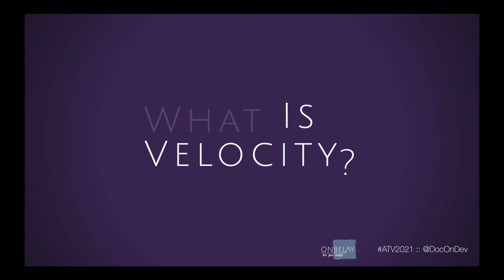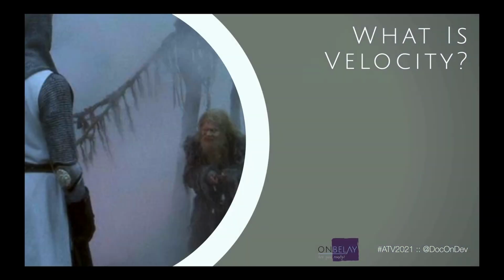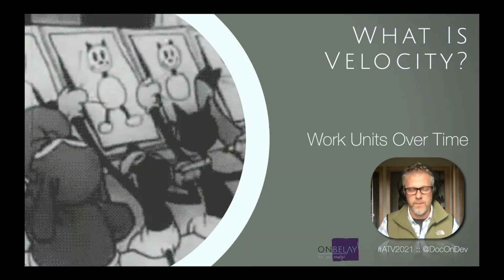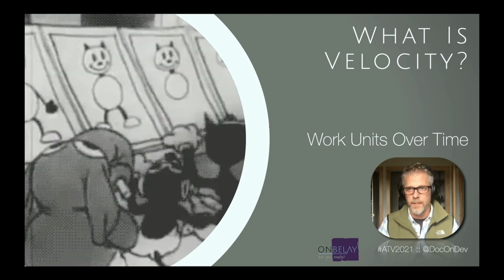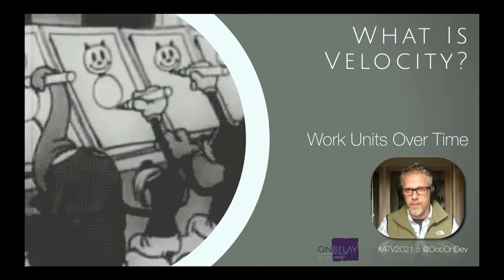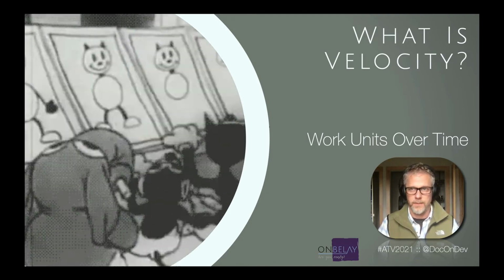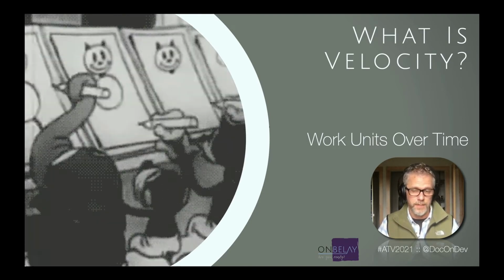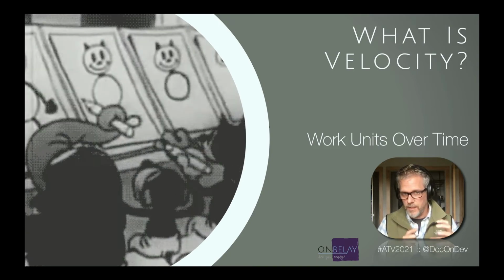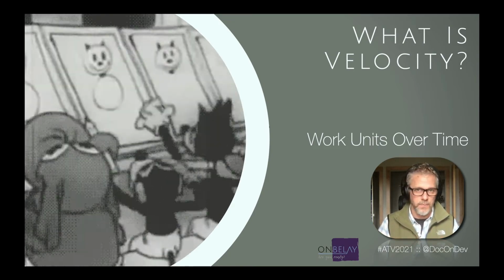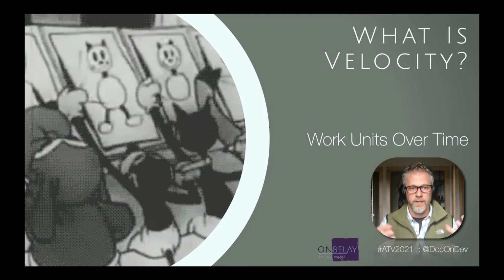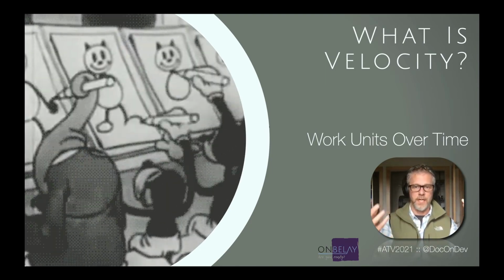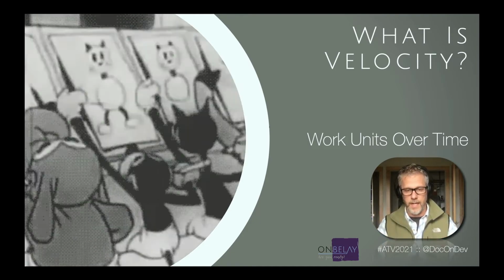So, of course, what is velocity? Well, the common definition of velocity is work units over time. You can call them story points. You can call them work units. You can call them cards. You can call them stories. You can call them JIRAs. I don't care. There's some kind of unit of work over time. You can call it a sprint. You can call it an iteration. You can call it a cycle. Again, don't care. Fundamentally, you take the amount of work that was done in a period of time, you divide it, and you get a velocity.